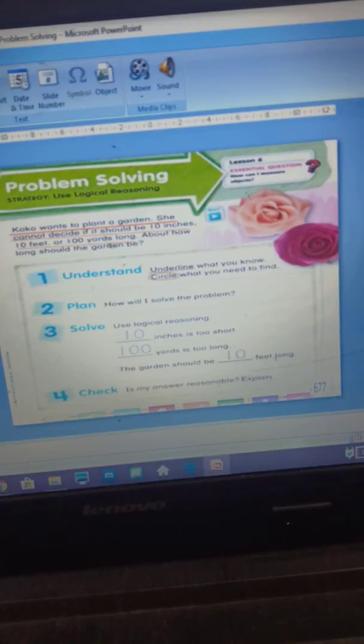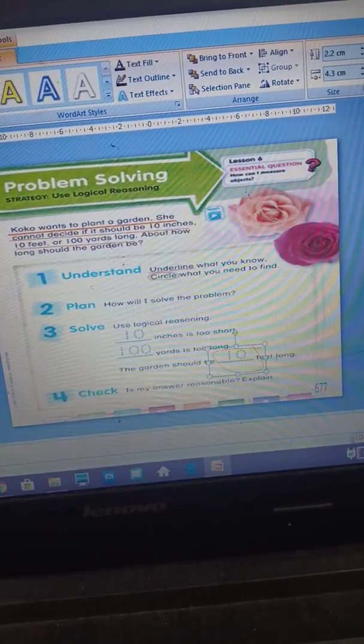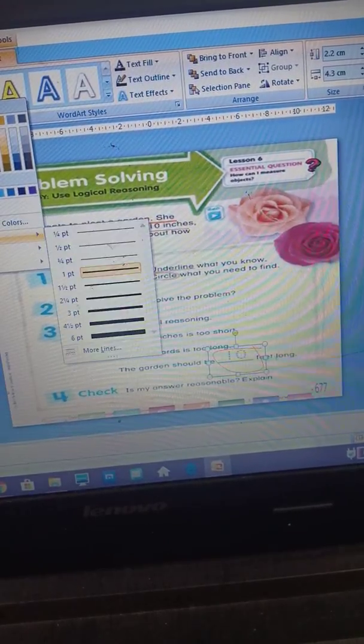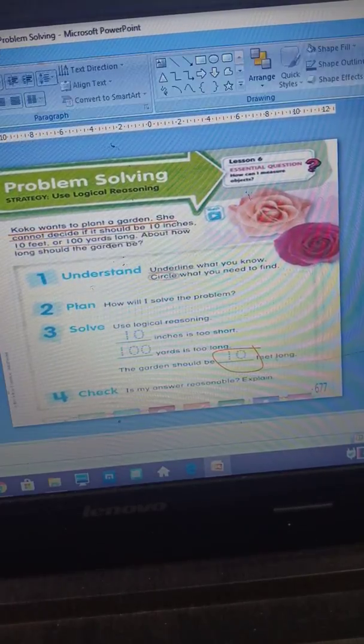So, the size of the garden that we are looking for is the 10 feet. Why? Because it is not too high, not too much, not too short. Correct. Okay, understand? Clear?